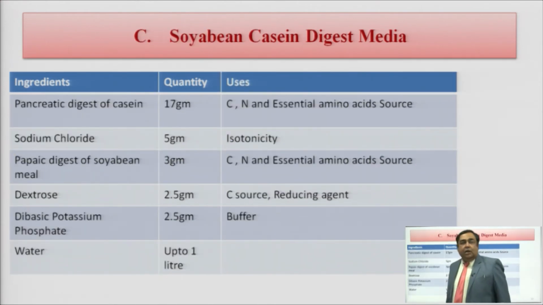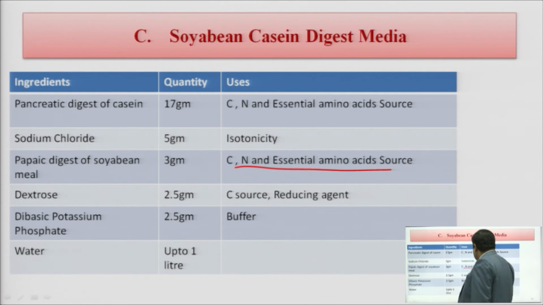And next is the soybean casein digest broth. Their compositions are pancreatic digest of casein, sodium chloride, peptic digest of soybean meal, that is mainly as a source of carbon, nitrogen and essential amino acids. It has dextrose as a carbon source and as a reducing agent, dibasic potassium phosphate mainly as a buffer, and pH 7.2 with water up to 1 liter.